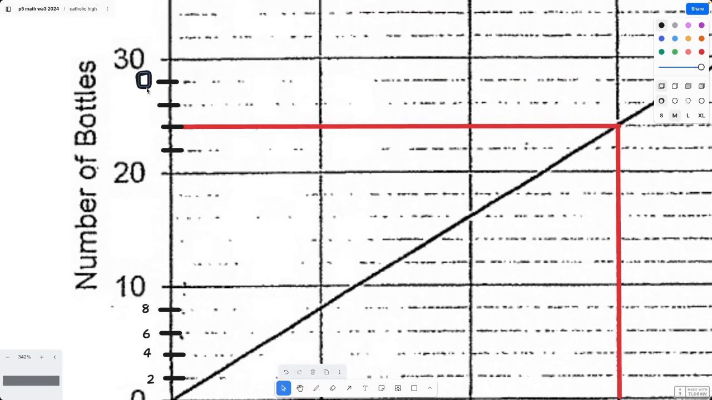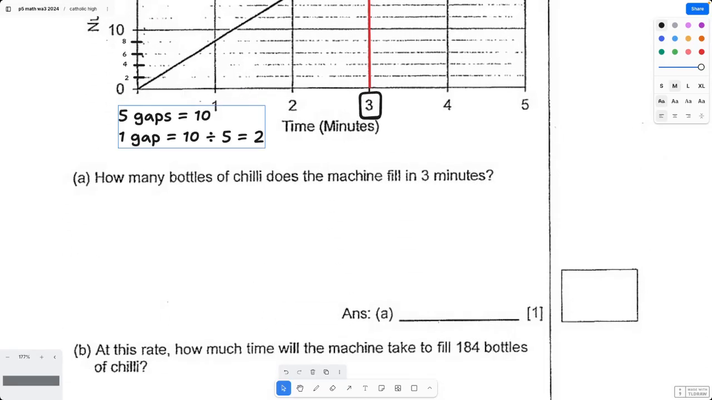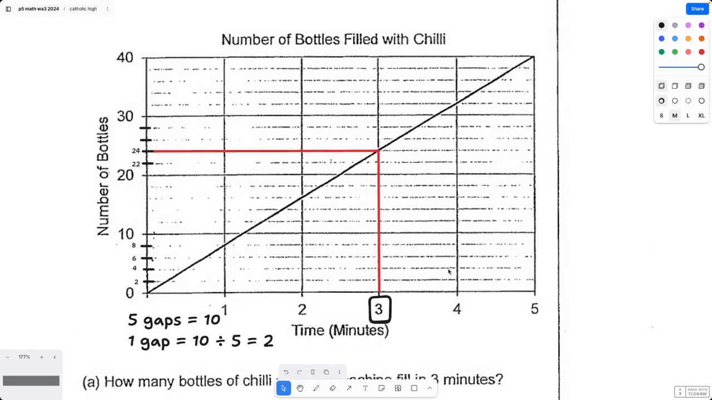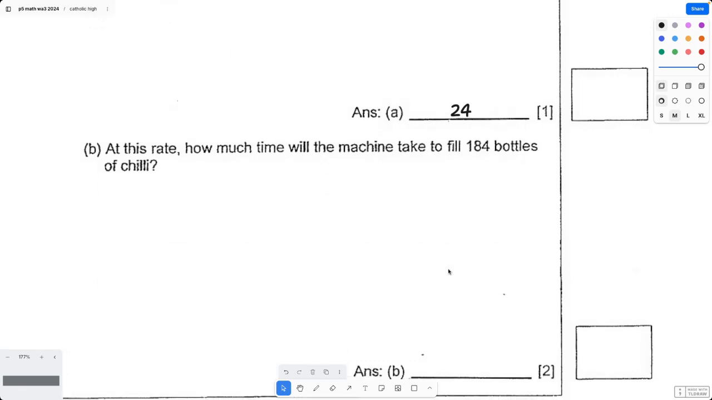So now if we were to go to our point that we want, this point will say 22, and the point that we want is 20, oops, 24 over here. Okay, so that means how many bottles does the machine fill in 3 minutes? It's basically 24, from the graph itself. Okay, let's move on to the next one.